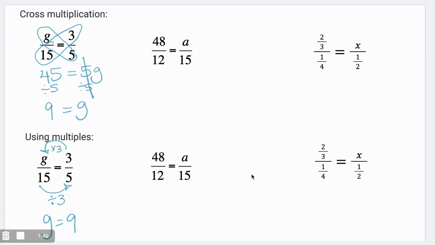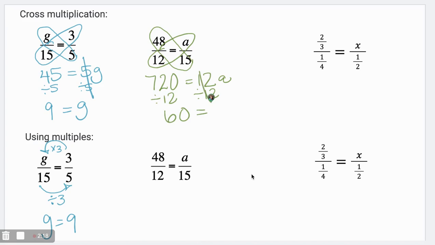Our next problem says 48 over 12 equals a over 15. So if I cross multiply, 48 times 15 is going to give me 720. 12 times a is going to give us 12a. And then I would divide by 12. So 720 divided by 12 is going to give us 60. So we get 60 equals a.